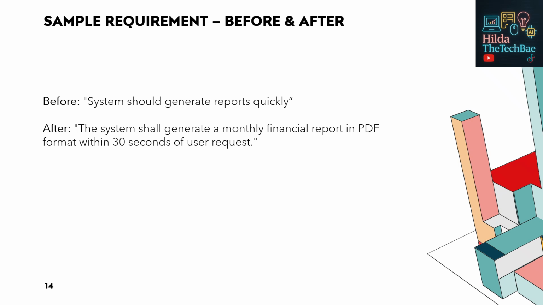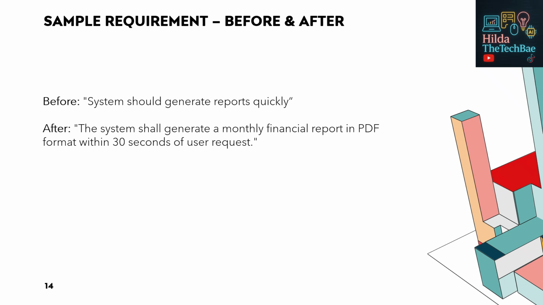The system shall generate a monthly financial report in PDF format within 30 seconds of user request. Boom! We know exactly what's expected. It includes the type of report, how often it's generated, the format, and how long it should take. These extra details make the requirements useful to developers, testers, and business stakeholders alike.